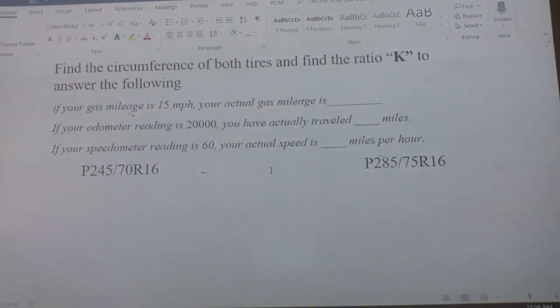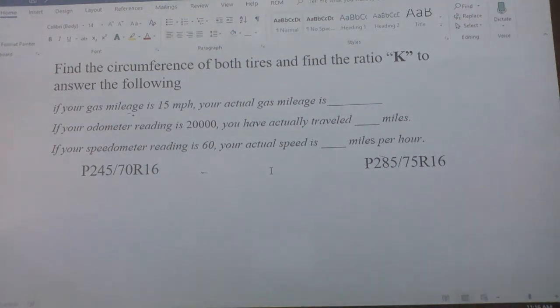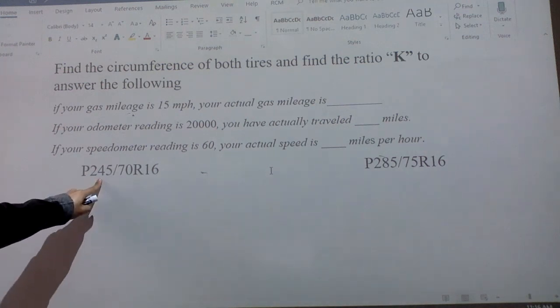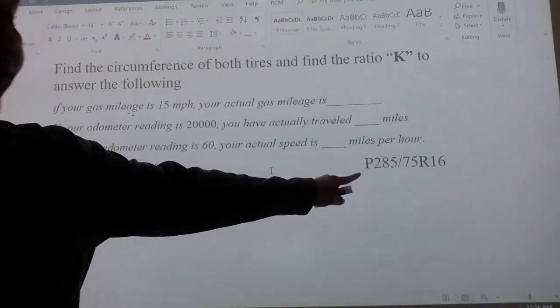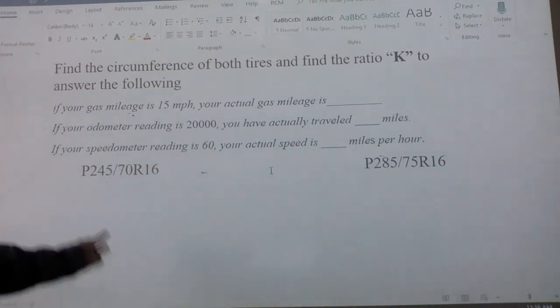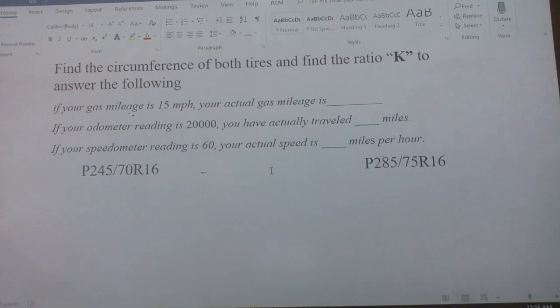Once again, my goal is to find the value of K. How do I do that? I find the circumference of the tires and divide them on top of each other. Well, let's take a look at the tires first. This information is in every tire. I know maybe we don't pay attention to that, but like I said, I went ahead and tried to teach you about tires. 245 70 R16 is different than 285 75 R16. The numbers have changed. But I will tell you what each one means.